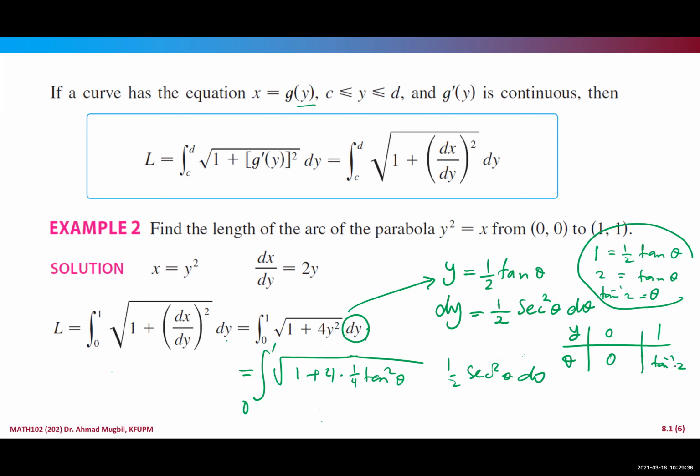We don't know what tan inverse 2 is. Now we will simplify. This 4 will cancel with this 4, and you will have 1 plus tan squared. 1 plus tan squared will be what? Secant squared. So we will have this.